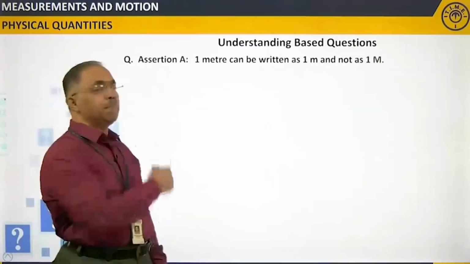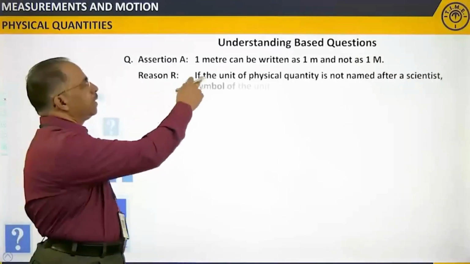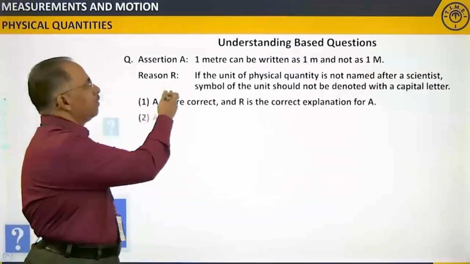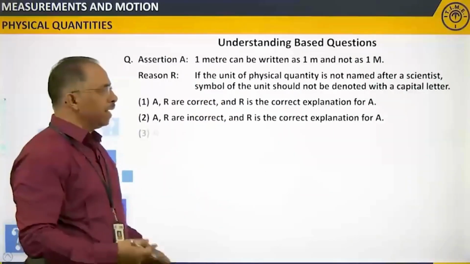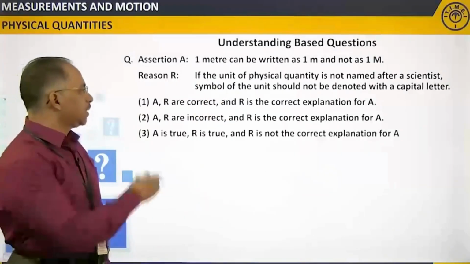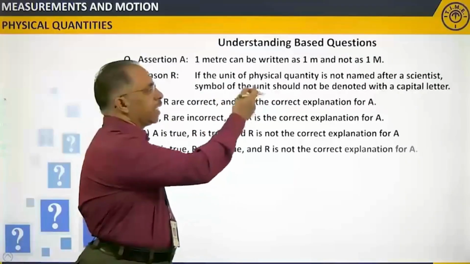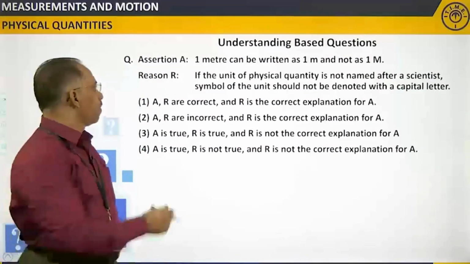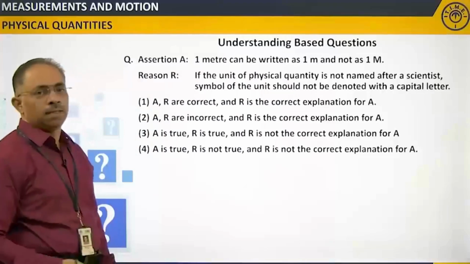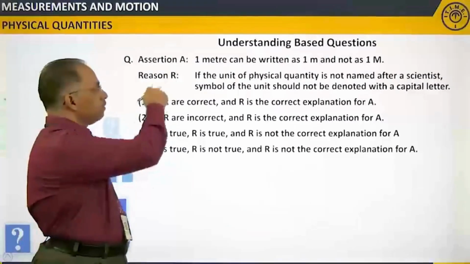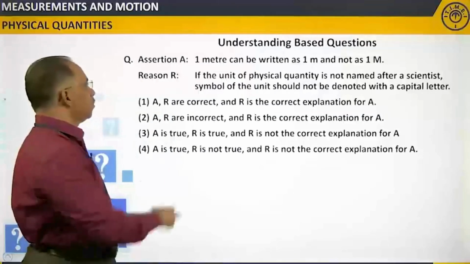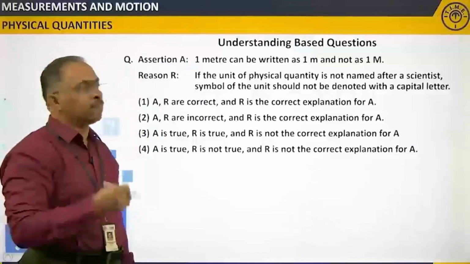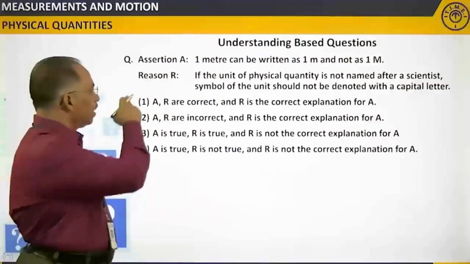Here a statement is given. Assertion: 1 meter can be written as 1 m and not as 1 M in the uppercase. Reason R is given: if the unit of a physical quantity is not named after a scientist, the symbol of the unit should not be denoted with a capital letter. Capital letter means uppercase. You need to select the correct option for this. First statement is clear for us. It should be written as m in the lowercase, but not in the uppercase. Fine. But what does the reason say?